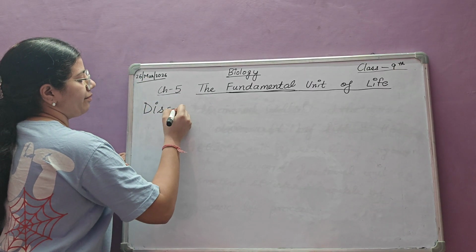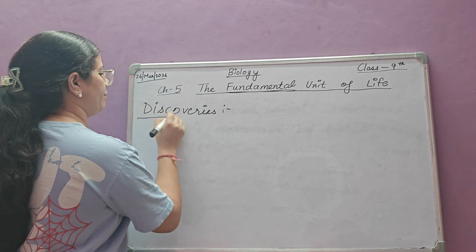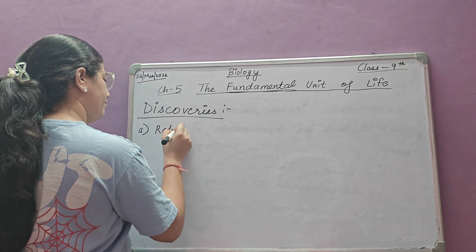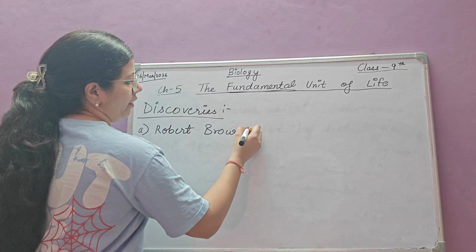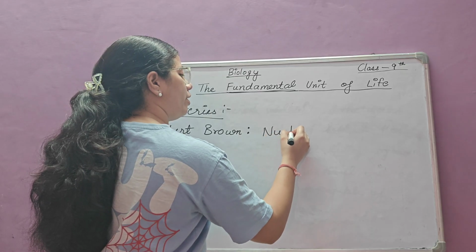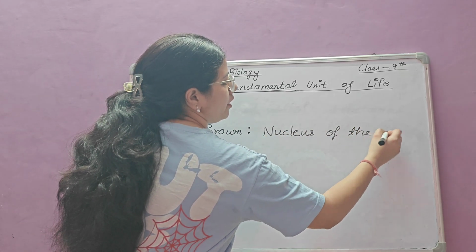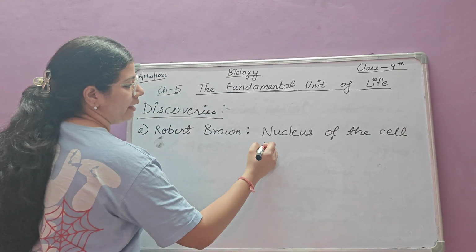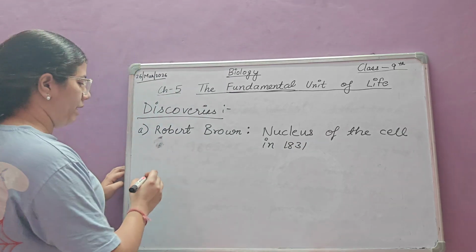Discoveries. Okay. First is Robert Brown. इन्होंने क्या किया था? What did he do? Nucleus. He found out the nucleus. He discovered the nucleus of the cell in 1831.